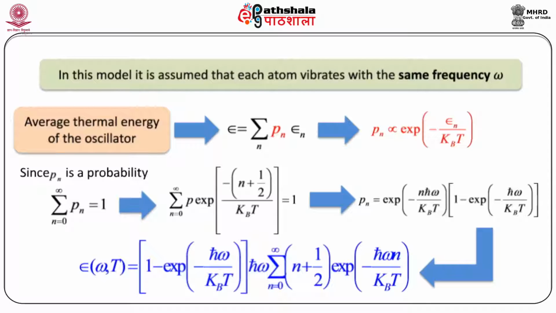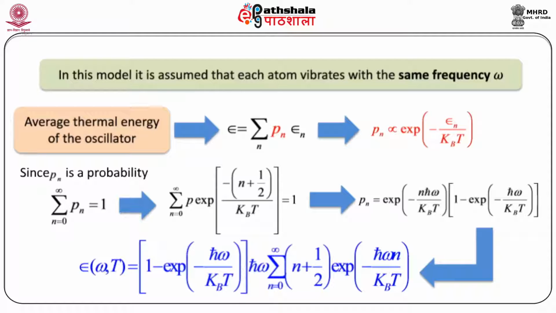Consequently, if we do a small analytic calculation from this expression, we will immediately find the value of this proportionality constant P is equal to exponential h cross omega divided by 2 kBT multiplied by 1 minus exponential minus h cross omega divided by kBT. So this gives us the final expression for the probability Pn, which is exponential minus n h cross omega divided by kBT multiplied by 1 minus exponential minus h cross omega divided by kBT.